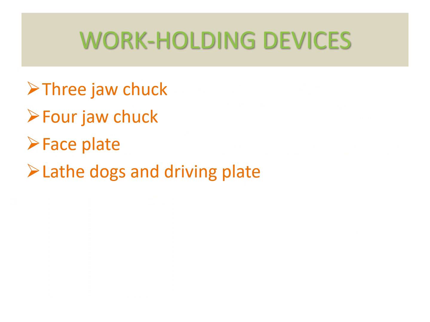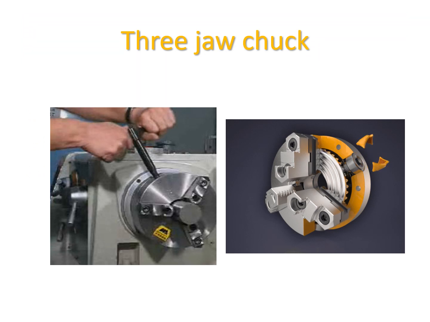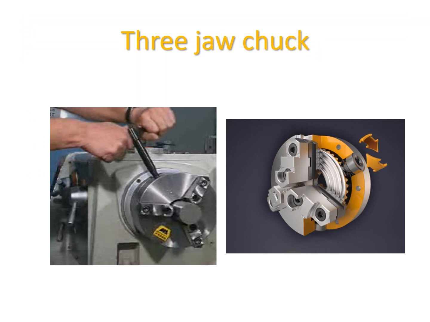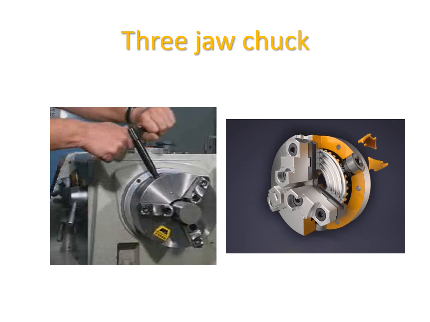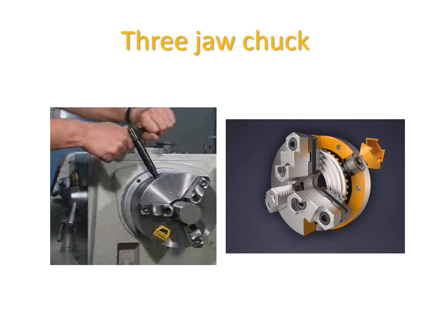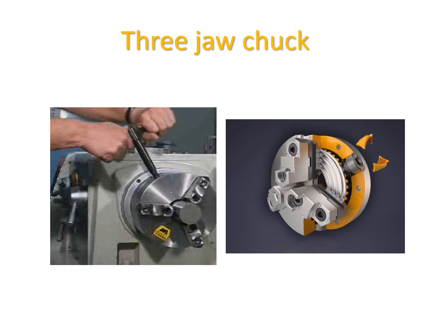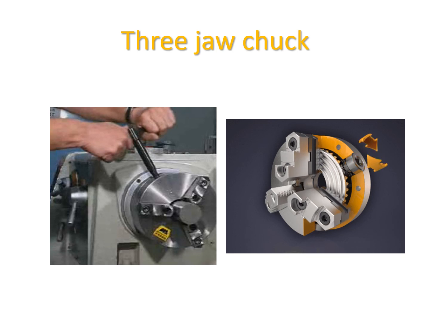Up till now we have discussed the parts of the lathe machine. Now we will discuss some holding devices used for holding the workpiece. The first one is the three-jaw chuck. Three-jaw chuck is self-centered. It closes or opens with respect to the chuck center or spindle center. It is used for holding regular and symmetrical objects like round bars, hexagonal rods, and square rods.